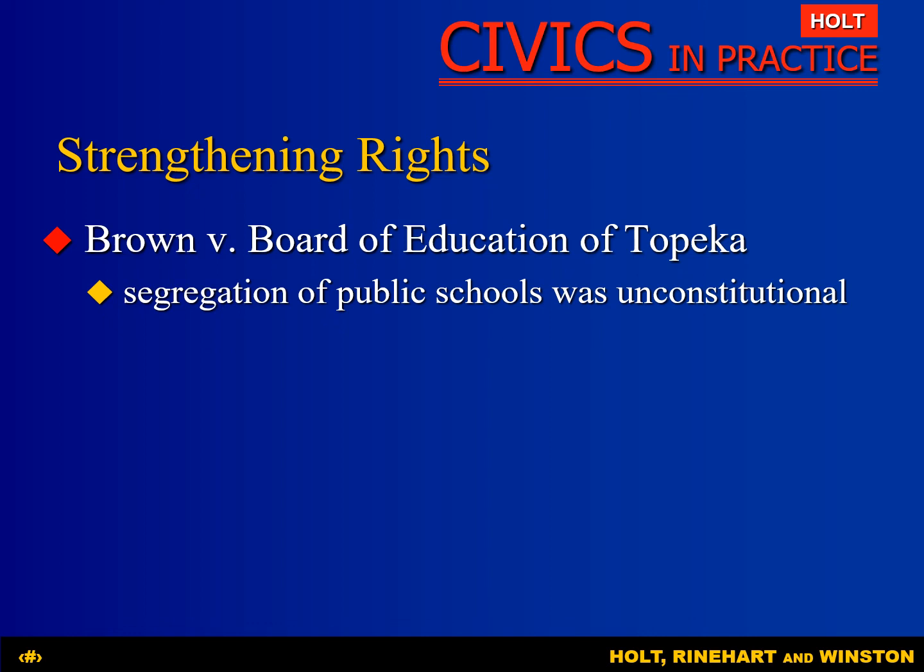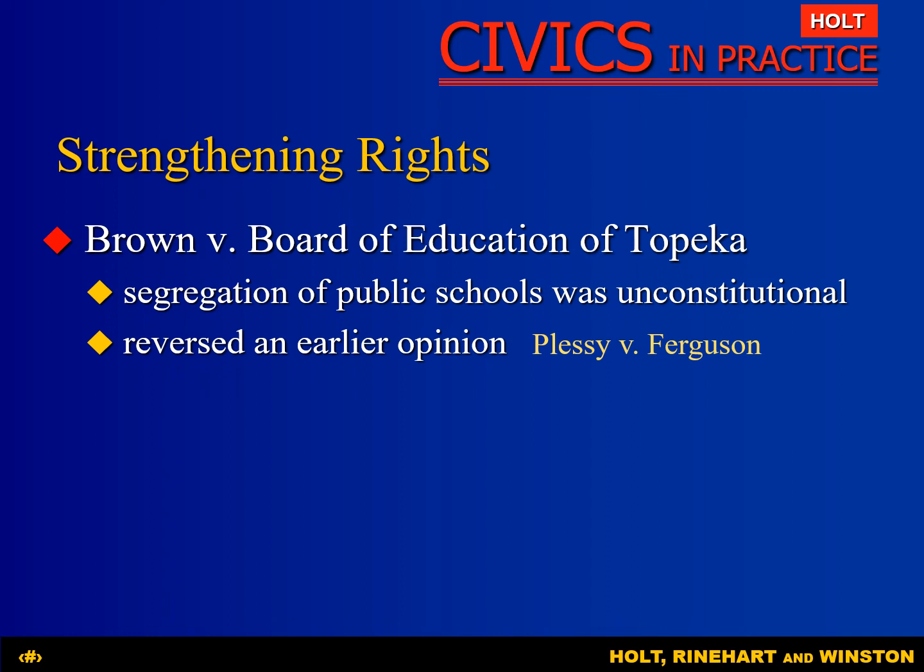This case is significant because it reversed an earlier opinion. There was an earlier opinion, we mentioned it earlier, Plessy versus Ferguson, that said that segregation was okay as long as the facilities or the schools that were available were equal. But Brown versus Board of Education pointed out that segregation is inherently, or at its root, unequal and that it violates the 14th Amendment. So the United States Supreme Court delivered a mandate with the decision, saying that all public schools must be desegregated with all deliberate speed.